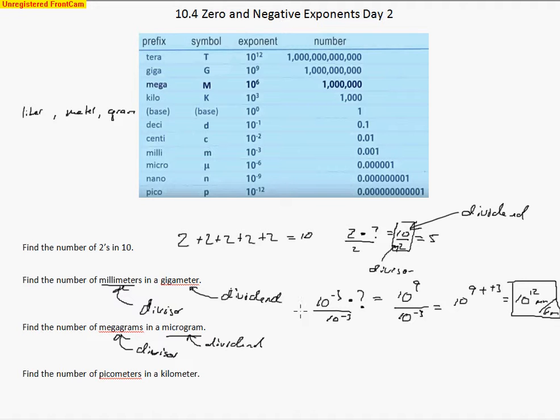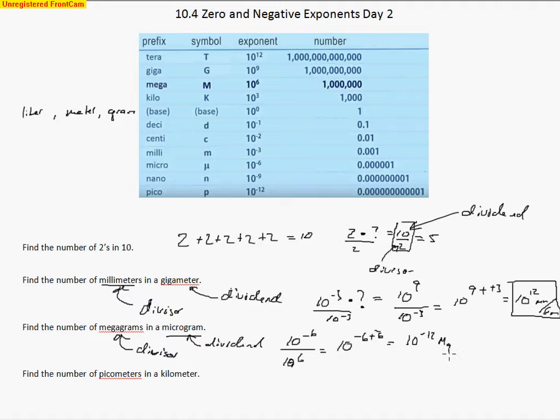The microgram right here is 10 to the negative 6th, and the megagram is over here, 10 to the positive 6th. We're going to do that division, and that's going to show us how many of these megagrams fit into a microgram. So we have 10 to the negative 6 minus 6. When I add the opposite, I end up getting 10 to the negative 12th power. And so that's how many megagrams are going to be in a microgram.